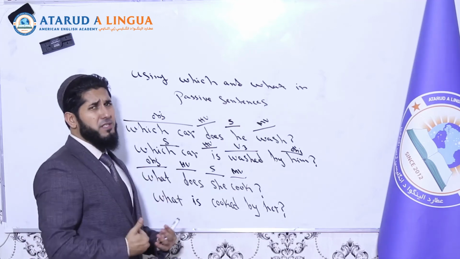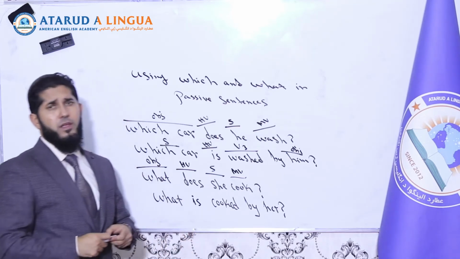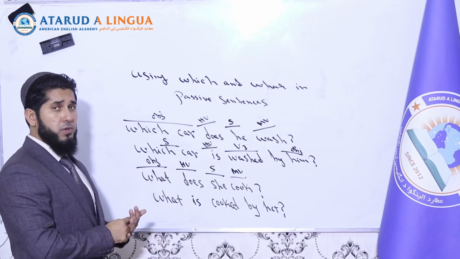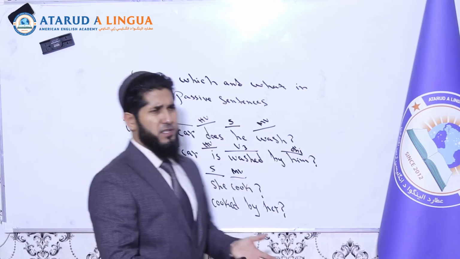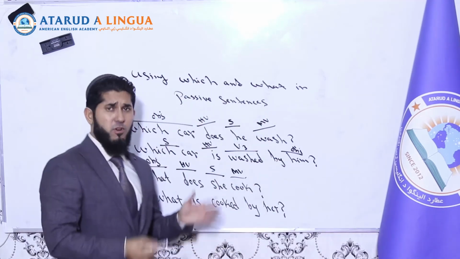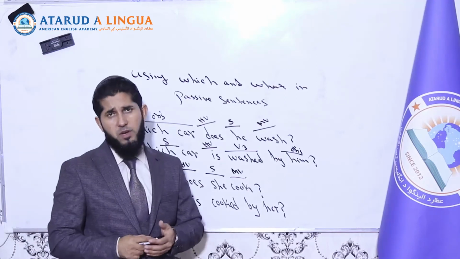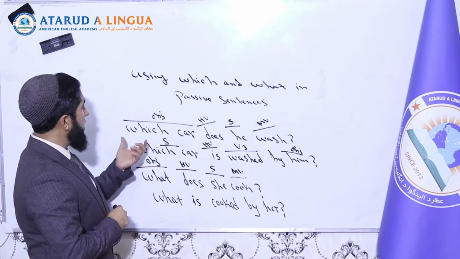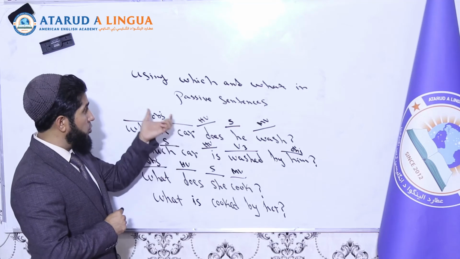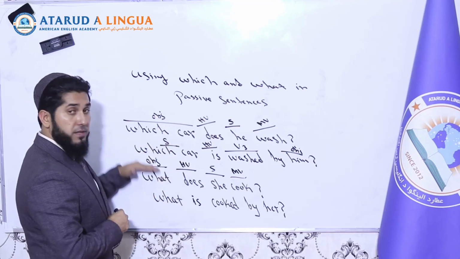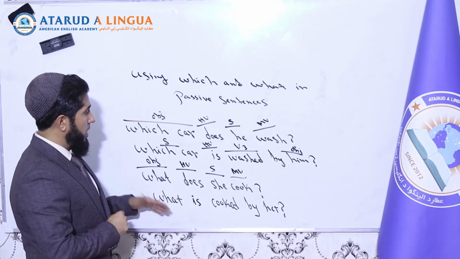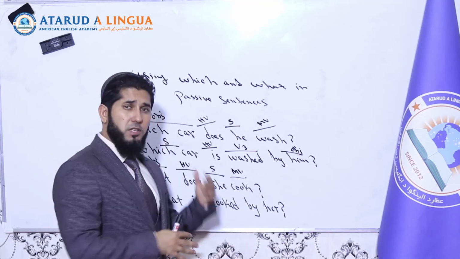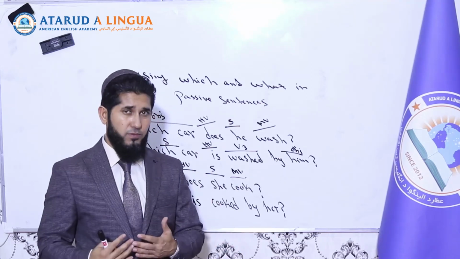In the three perfect continuous tenses, in written English, the grammarians say it's not a good idea to change sentences in perfect continuous tenses from active to passive form, but in spoken English it's possible. Okay, so this is how we use the WH question words which and what in passive sentences. And I hope that now you can change these kinds of sentences from active form to passive form.